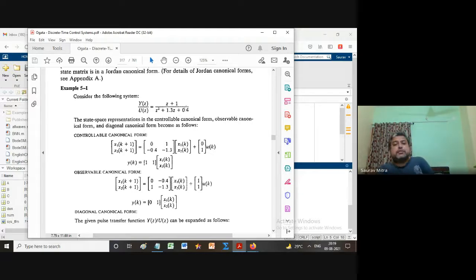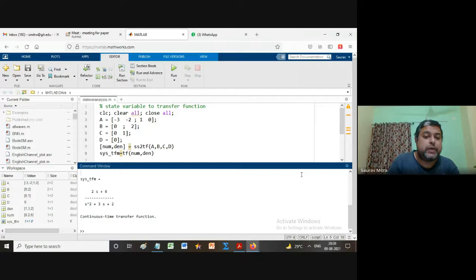So it is very easy actually. You can take a screenshot and you can keep it with you. Only instead of Z you have to read S. Okay, so what to see?